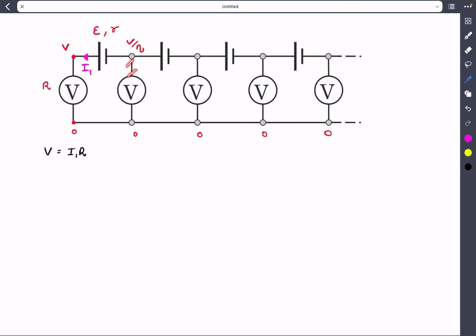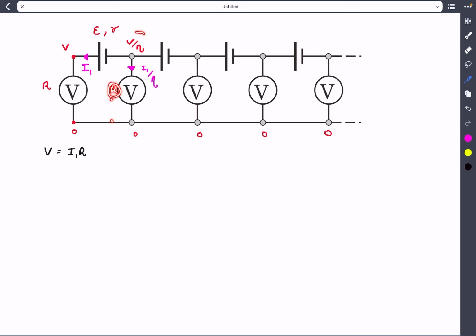Now, as the potential difference across this branch is 1 by eta times the potential difference across this branch, that would mean that the current through this voltmeter will be I1 divided by eta. The reason for this is because the resistances are the same, right?